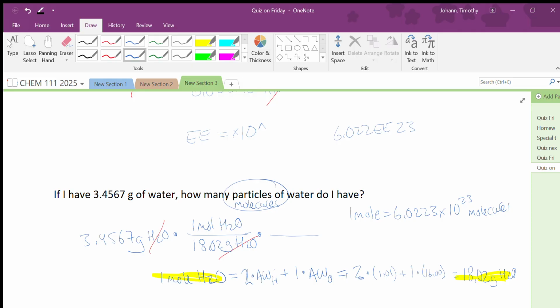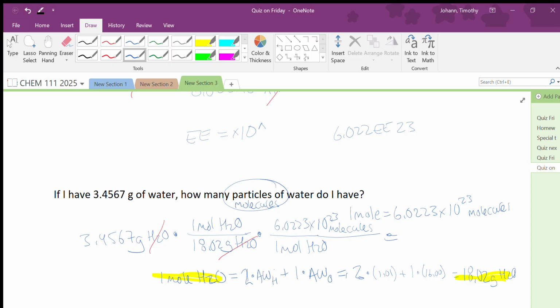The molecules, yeah, because the moles need to go on the bottom. 1 mole of water contains 6.0223 times 10 to the 23rd molecules. I'm going to write it out. I could have said particles because that's what I said in the problem to begin with. You would have gotten full credit for either, the way I wrote it.